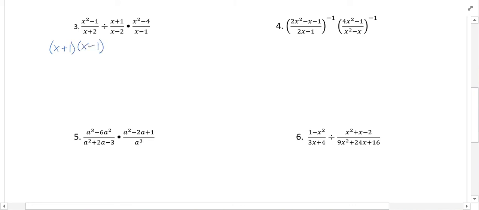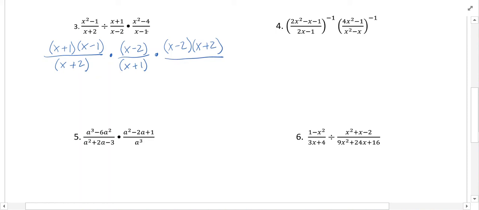On the bottom, x plus 2, I can't do anything with that, so I'm just going to put it in parentheses, x plus 2. Here, I'm going to change the division sign into multiplication and then take the reciprocal. So I'm going to flip this into x minus 2 over x plus 1. On the last term, it's already in terms of multiplication, so I'm going to leave it where it is. I'm not going to flip it, but I am going to factor it. x squared minus 4 is a difference of squares, so that's going to factor into x minus 2, x plus 2. And on the bottom, I have x minus 1.